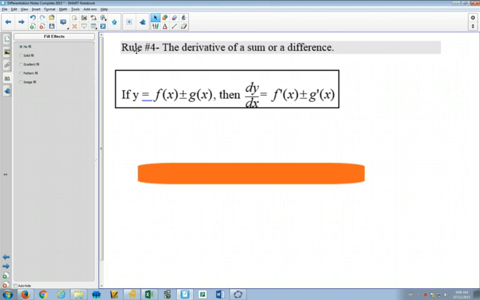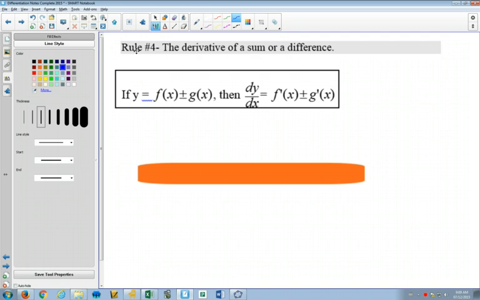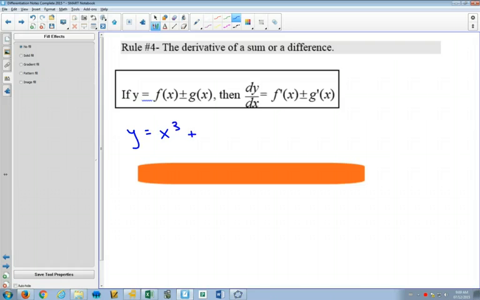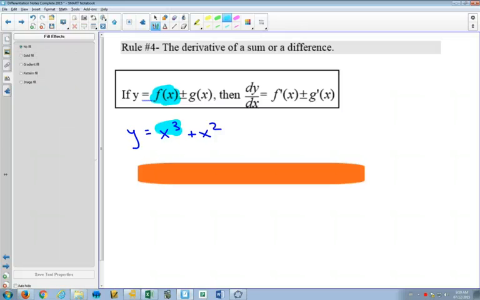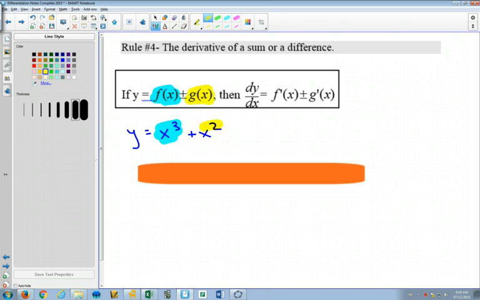Now it's saying, what happens if you have two different functions and you're adding them up? Well, if you're just adding or subtracting them, you can think of them separately. This is what the rule says. If I'm adding or subtracting them, I can think of each one separate and do the derivative of each one separate. So if I had x cubed plus x squared, that's like saying my f of x is x cubed and my g of x is x squared. I'm adding two different functions.